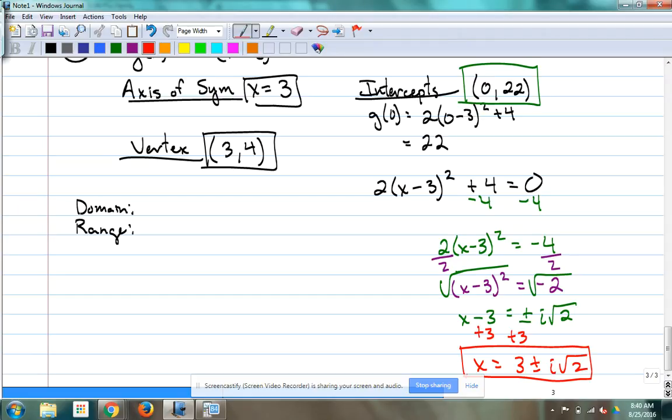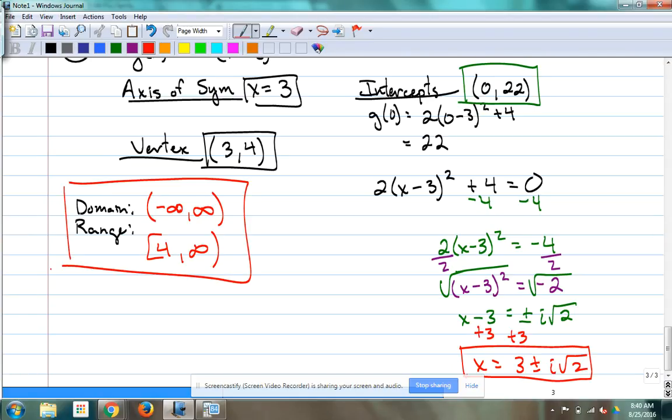All right, so domain should give me negative infinity to positive infinity. The range is 4 to infinity because it opens which way? Up, right? So 4 to infinity. And that 4 again comes from our vertex. All right. So vertex form has some nice things about it. Standard form has some nice things about it. They're all useful. Okay, I've got one more form.